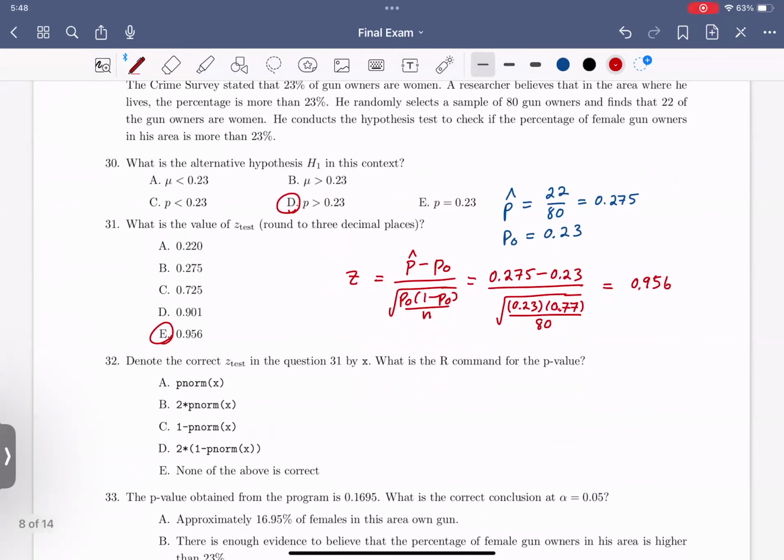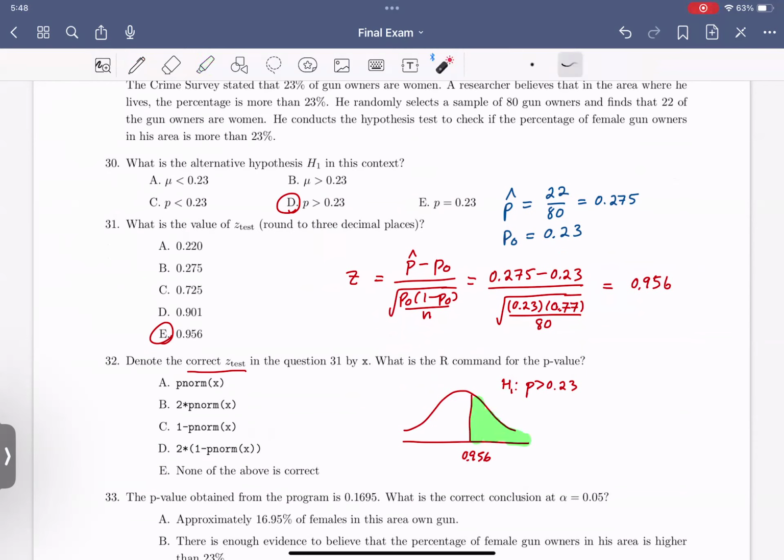If you denote the correct c-test in the previous question as X, what is the R command for the p-value? So the p-value is going to be, all right, you have the c-test is 0.956. And you do the hypothesis test p greater than 0.23 as the H1. So that means the area that you want is the area on the tail here on the right hand side.